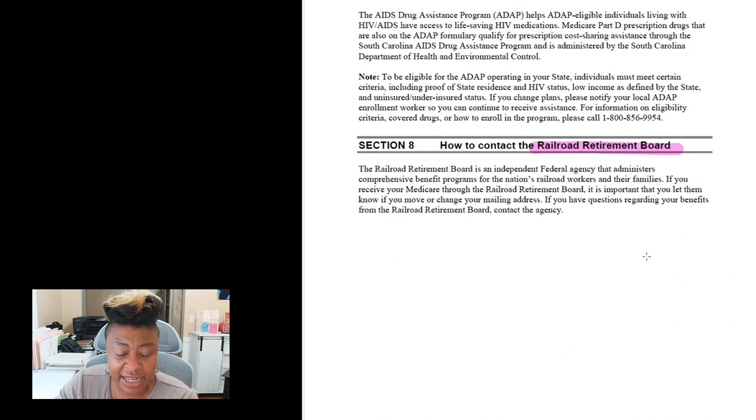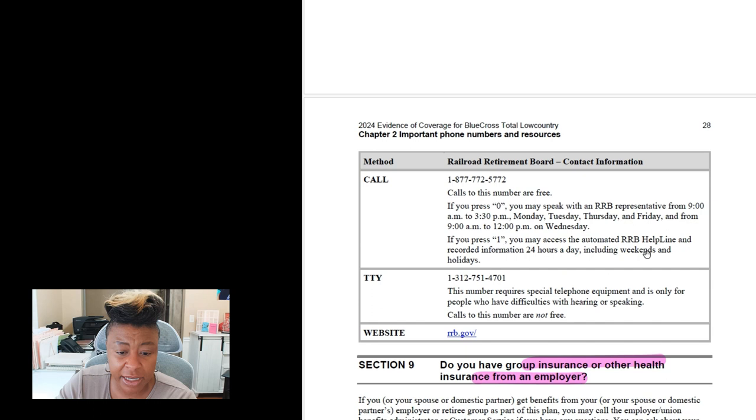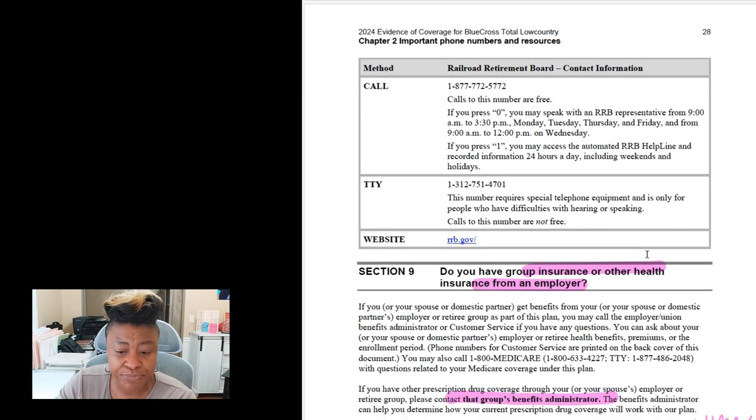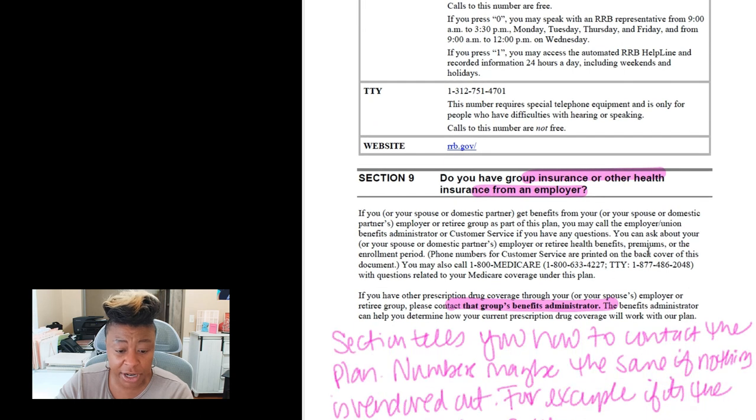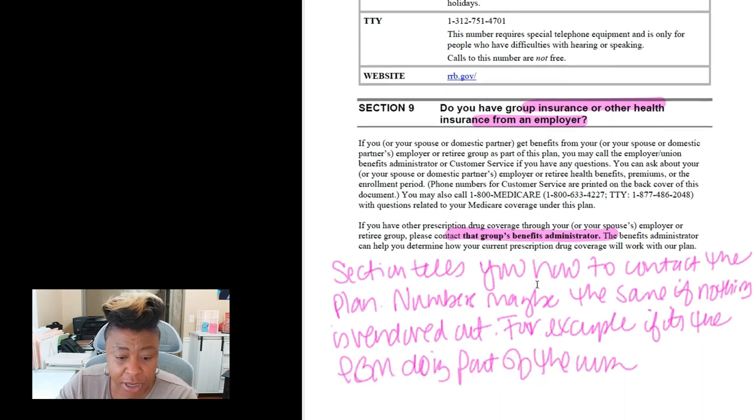Then Section 8 is maybe you're getting benefits from the Railroad Retirement Board. You need to know how to get in contact with them. That's their information. Then do you have group insurance or health insurance from an employer? If you do, remember you're going to have to call that group benefit administrator. So they will not be able to tell you and list in this section who that is because they will not know. And I just want to call out here that this section tells you how to contact the plan.